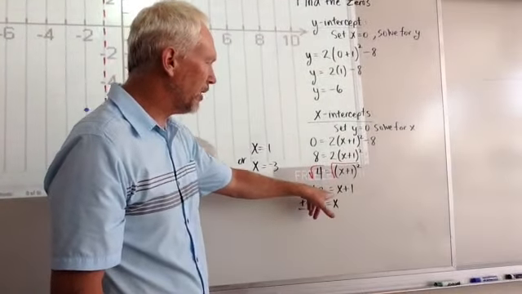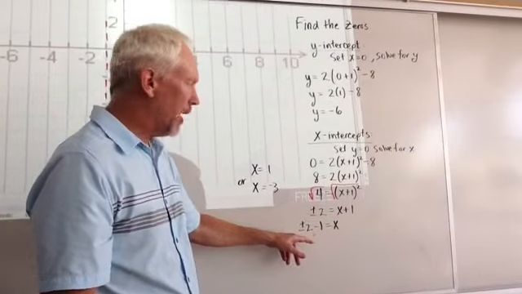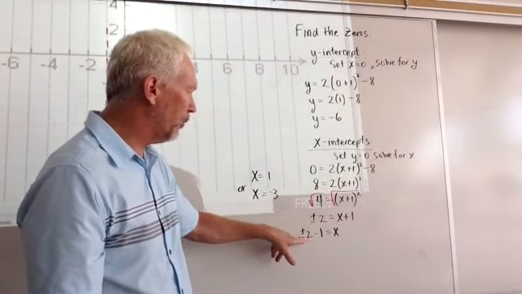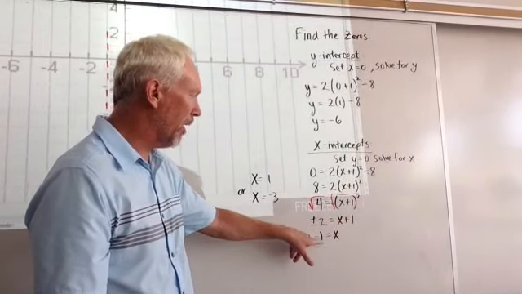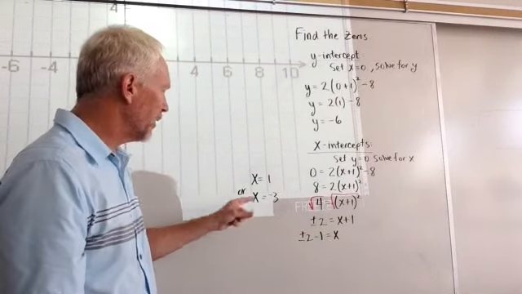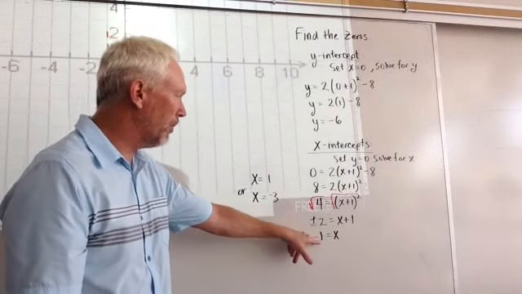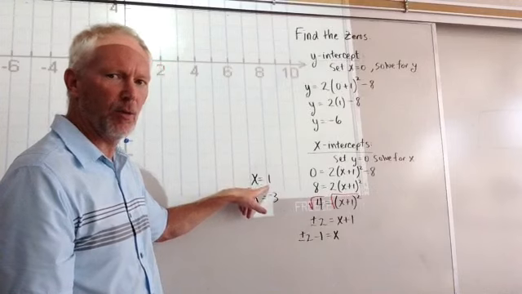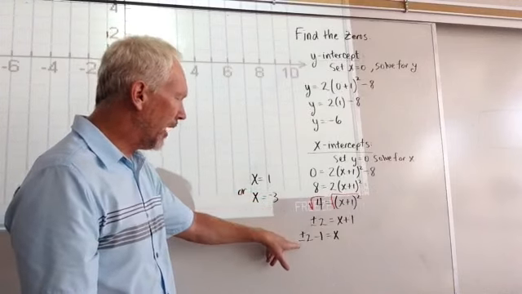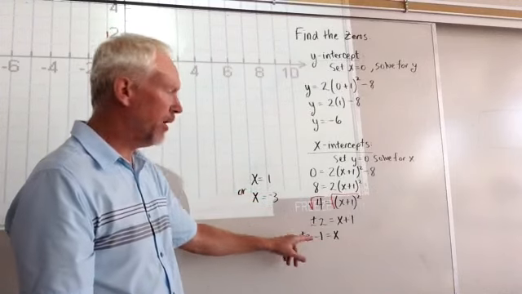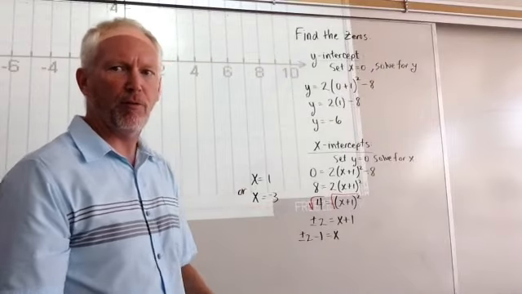So we get plus or minus 2 equals x plus 1. And if we subtract 1, we get plus or minus 2 minus 1 are the x values. And if I take plus 2 minus 1, I get x is equal to 1. Or negative 2 minus 1, now we get x equals negative 3.